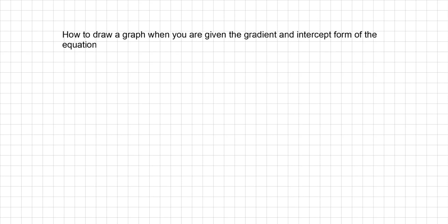Okay, guys. So, how to draw a graph when you're given gradient intercept form. First off, what does gradient intercept form look like in general?